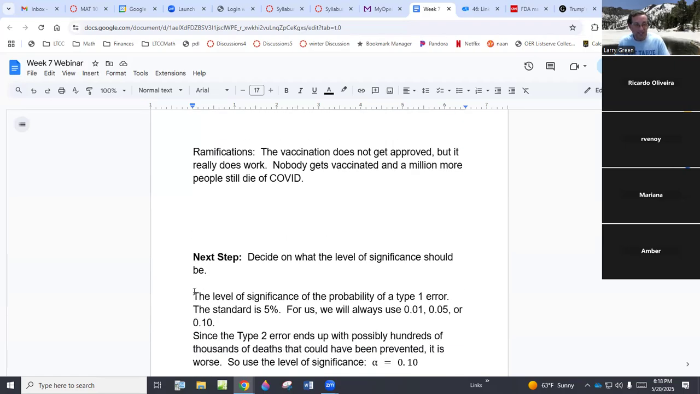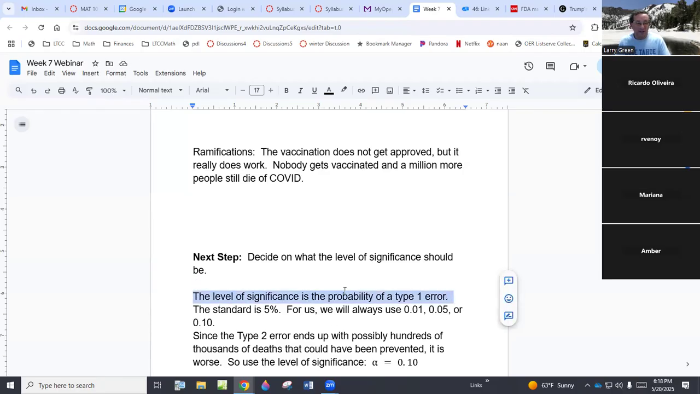So here's the definition of level of significance. The level of significance is the probability of a type 1 error.